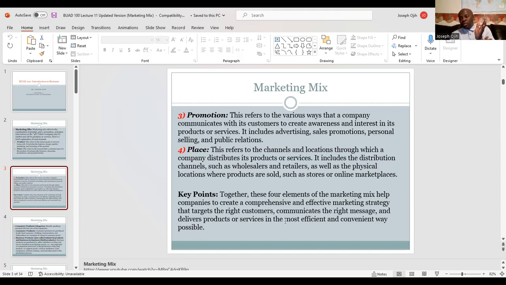You may not even need to go to the physical location of the company that owns that product. You can just stay in your room and place an order. So the bottom line is that all these 4 elements of marketing mix help companies to create a comprehensive and effective marketing strategy that targets the right customers, communicate the right message, and also deliver the product or service in the most efficient and convenient way possible.